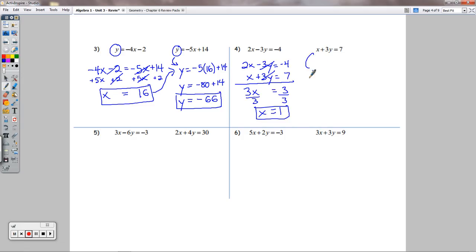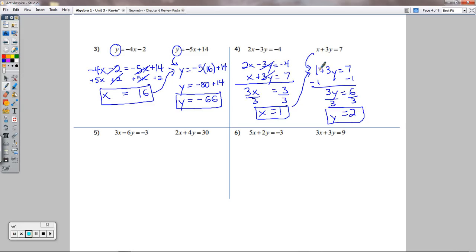I'll pick this one and combine that together with the fact that x equals 1 to solve for y, and that should be 1 plus 3y equals 7. If you subtract 1 from both sides and divide by 3, y equals 2.